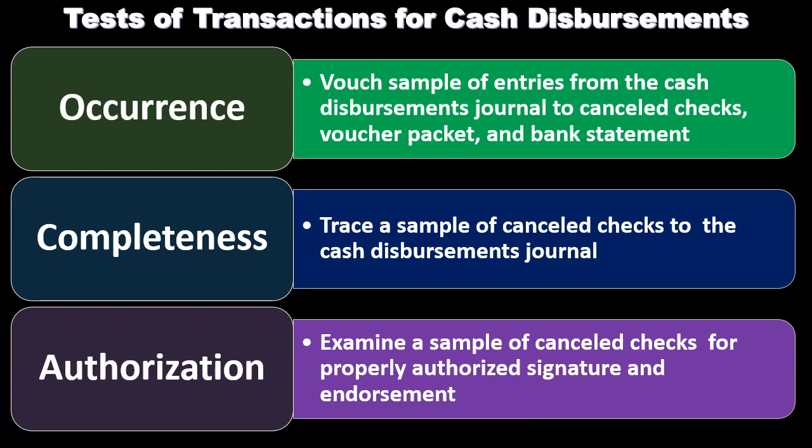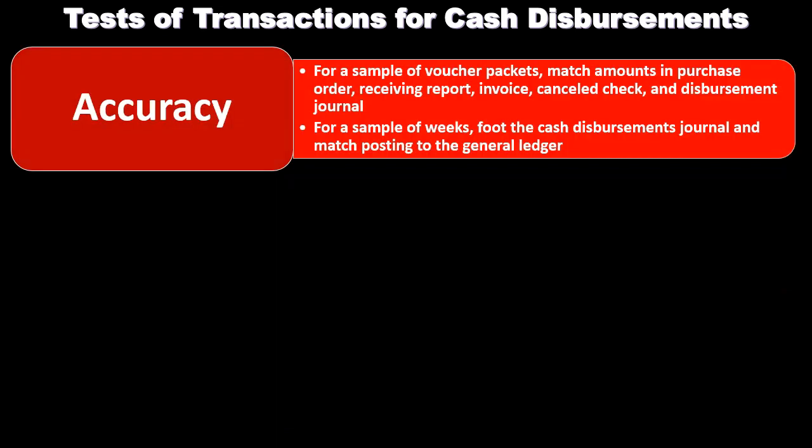And then we have the assertion of authorization. Examine a sample of canceled checks for properly authorized signature and endorsement. Then we have the assertion of accuracy. For a sample of voucher packets, match amounts in the purchase order, receiving report, invoice, canceled check, and disbursement journal. For a sample of weeks, foot, or add up, the cash disbursement journal and match postings to the general ledger.